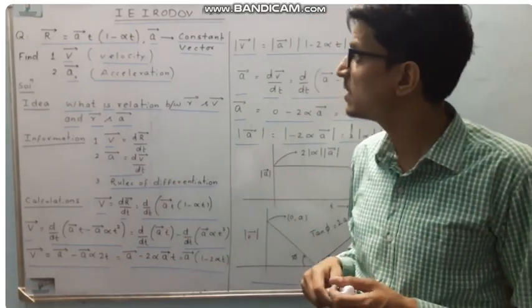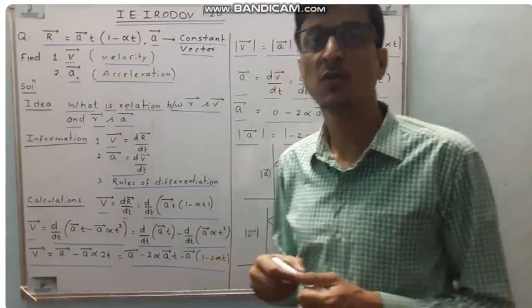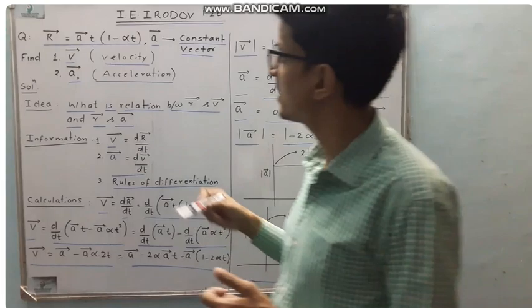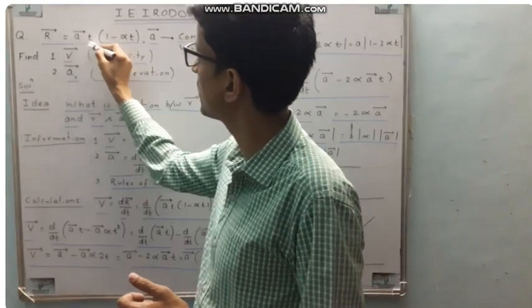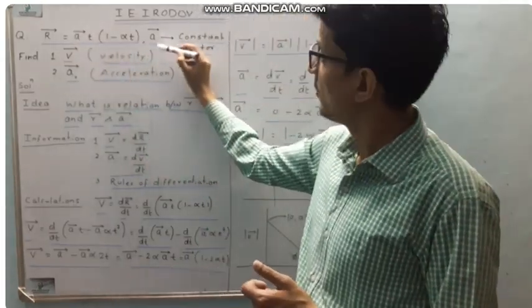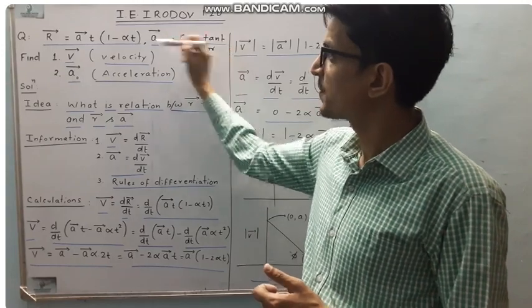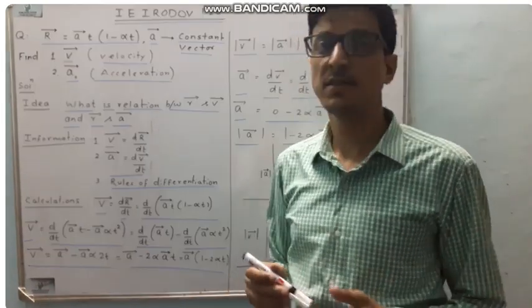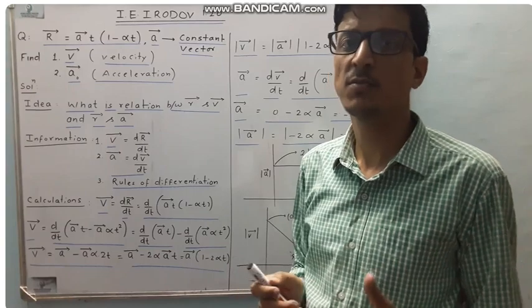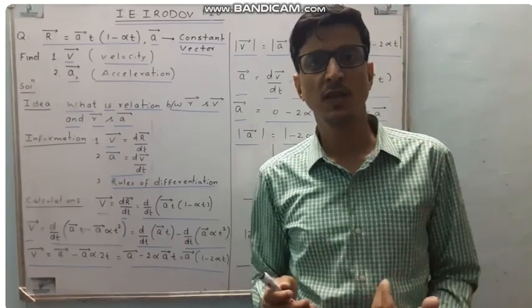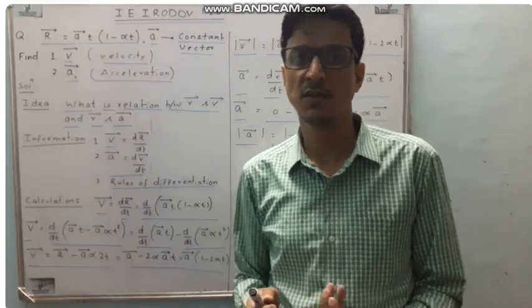So let's start with problem number 1.20 of Irodov. It says that the position vector of a particle is r = a(1 − αt), where a is a constant vector, and we need to find the velocity and acceleration of the particle. So this is the problem. We'll solve this with a vision to develop problem solving skills in yourself.